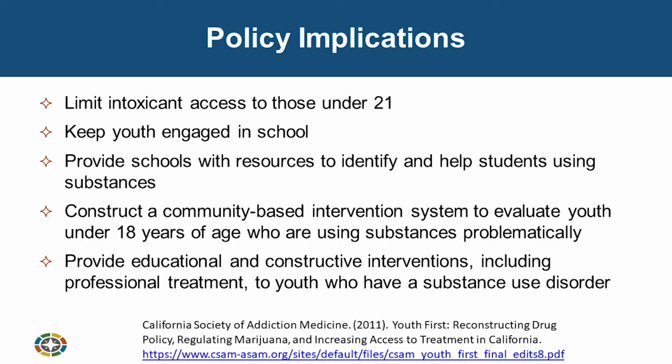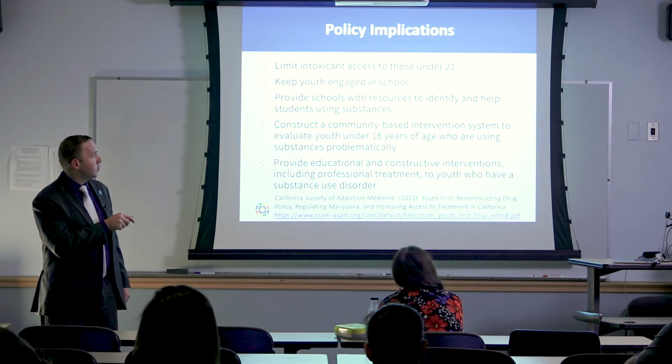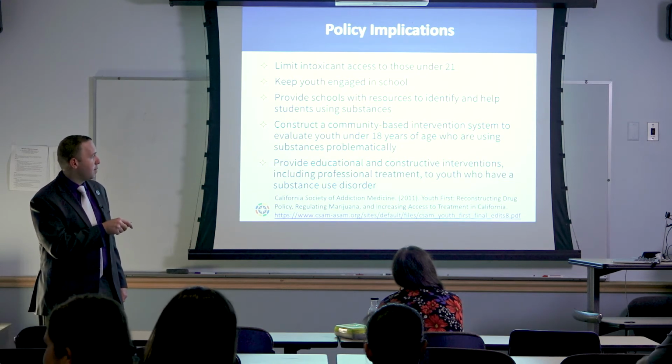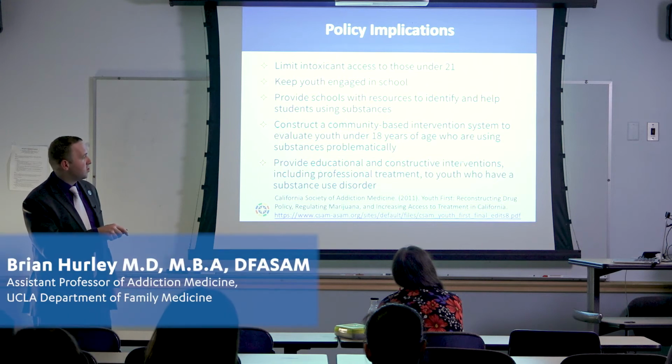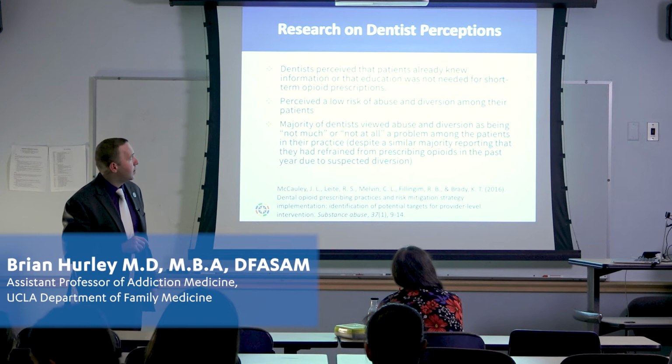So these are the policy implications that I would suggest. An ideal policy regarding substance use disorders limits intoxicant access to 21, or if we're going to follow the science, 25. Keeping youth engaged in school, providing schools with resources so they can identify and help students who are using substances, and community-based intervention systems to evaluate youth under the age of 18 who are using substances problematically, and providing educational and constructive interventions, including professional treatment, to youth who have a substance use disorder.